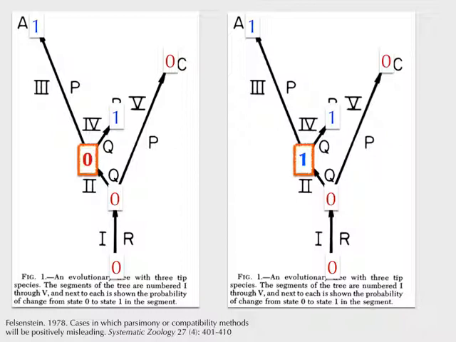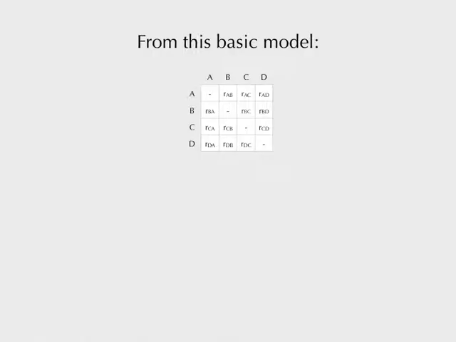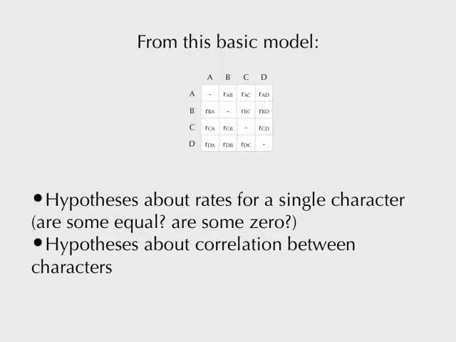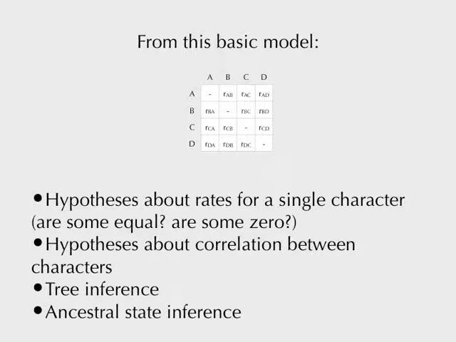All right, so now I can actually use this to compare which of these constructions is better. Using that very simple model, I'll see this for each species, and then I'll start to make estimates of these ancestral states. And so from that basic model, we got hypotheses about rates for a single character, whether they are equal or not, hypotheses about correlation between characters, and tree inference, which we'll get back to. We can imagine comparing not just those paintings of the tree, but which tree is better, by making different trees. And also ancestral states. So that's just that one model that does all this stuff.